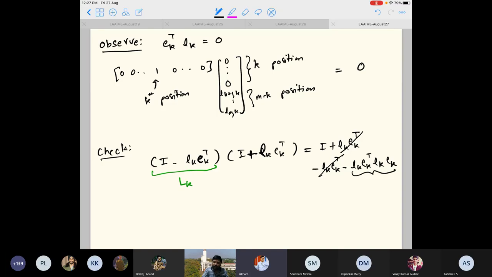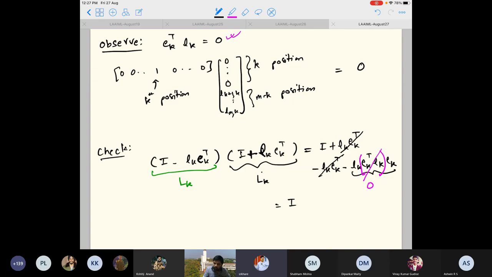In here, I can apply the matrix associativity rule. I can choose which matrices to multiply first, so I'll multiply this in between. What is EK transpose LK though? This is actually equal to 0. You have shown it here, right? This means that this is equal to identity. So you have found a matrix here, and when you multiply it on the right to this matrix LK, you get identity.